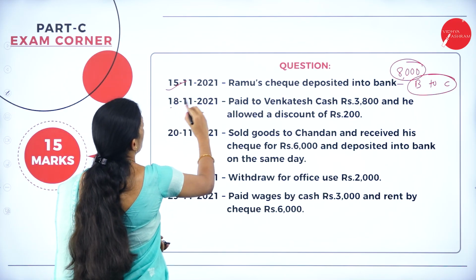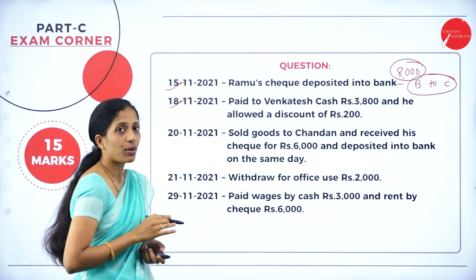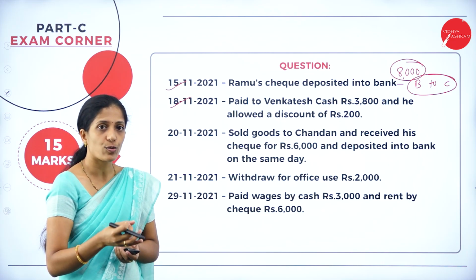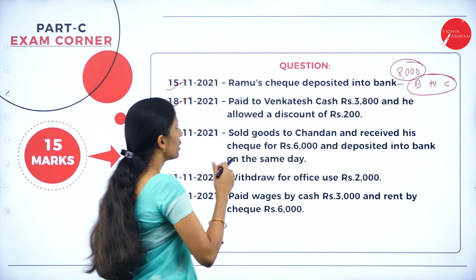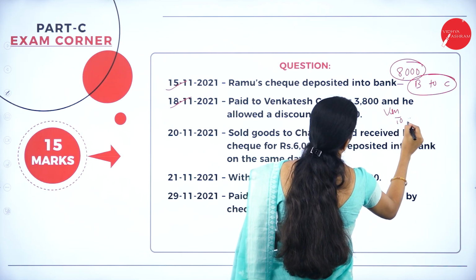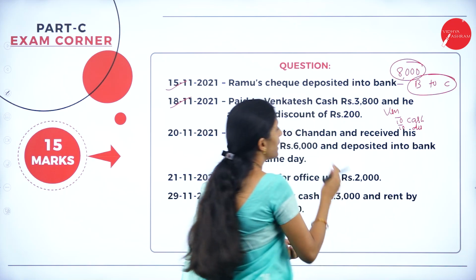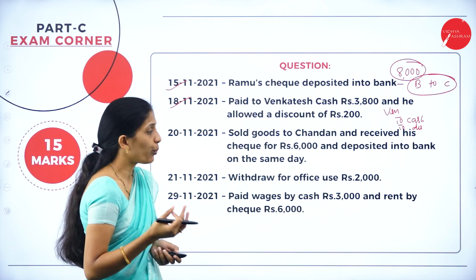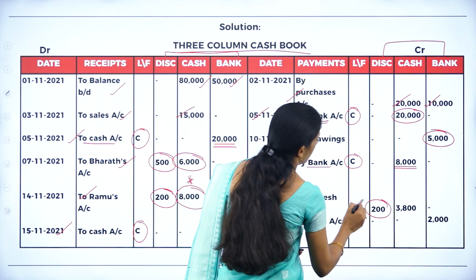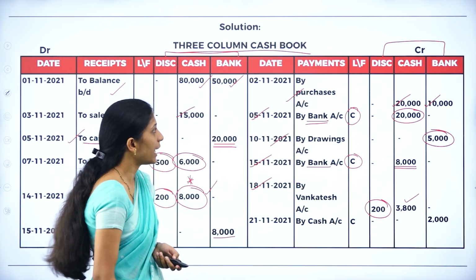Next one is paid to Venkatesh cash 3,800 and he allowed a discount. In the sense, we received a discount. He allowed in the sense what? We received the discount. So what is the entry? Venkatesh account debit to cash to discount. So how do you write? That is by Venkatesh. So I'll write by Venkatesh, discount received is 200 and amount paid is 3,800.